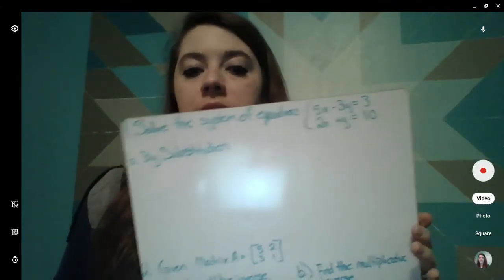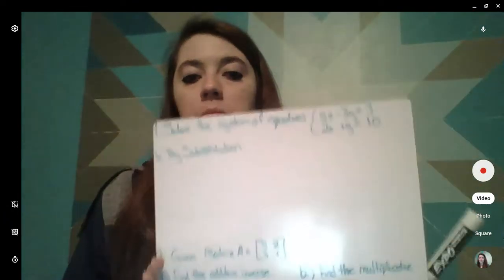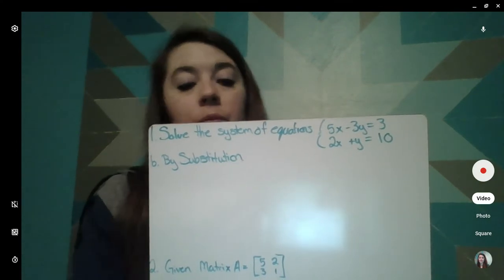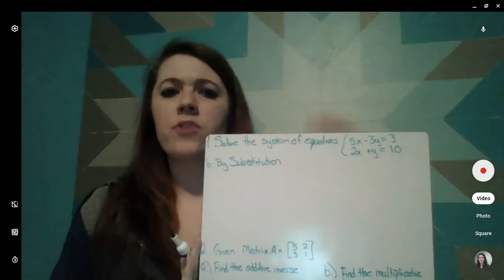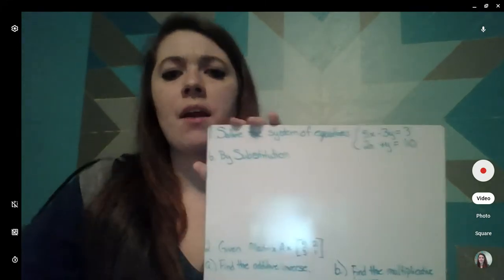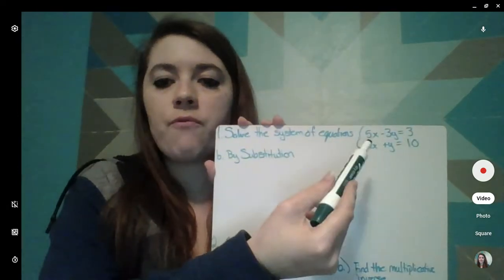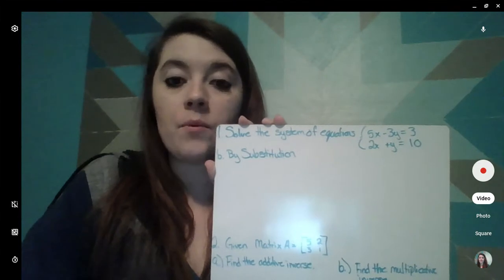So our first section on this is solving a system of equations. Now, this is something we've done before. We did a lot of it once before, back in either chapter 6 or chapter 5. I can't remember which off the top of my head. But we have this system of equations: 5x minus 3y equals 3 and 2x plus y equals 10.